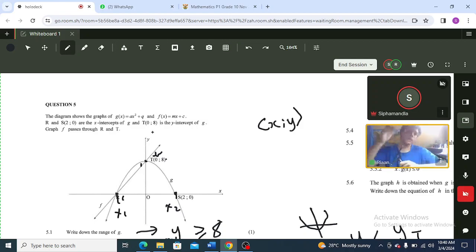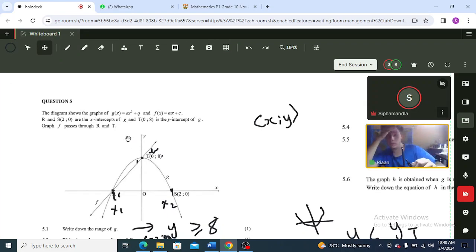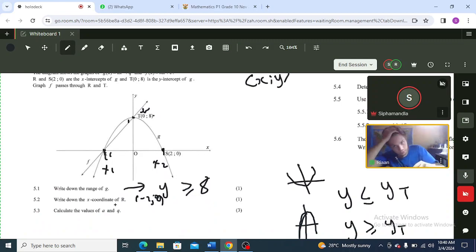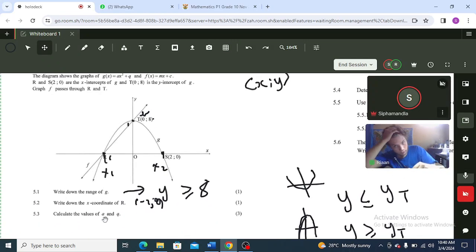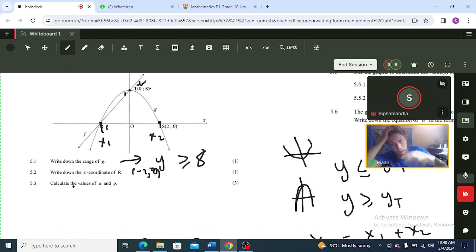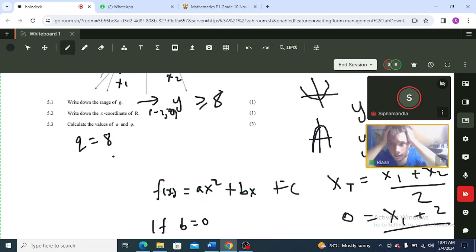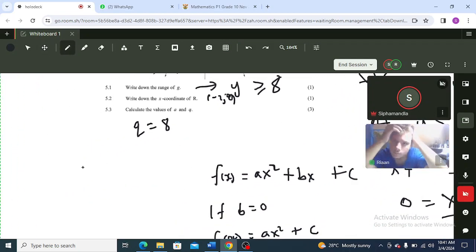This is coming back to me now, I'm remembering this whole thing. Therefore the value of q is 8. So the value of q is equal to 8. Any question here? No, that makes sense now. So now we can have g of x being equal to ax squared plus 8.